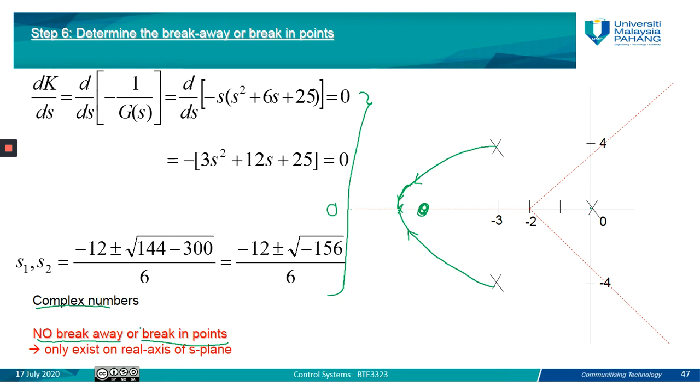So here the number is complex. When it is complex, that means the number will be placed off the real axis. If we calculate this one, negative 12 plus minus j 156, it will be placed in this area. So it is not a breakaway or break-in point. It must be located on the real axis. Okay, so this is regarding the breakaway and break-in point, which is rule number 6.